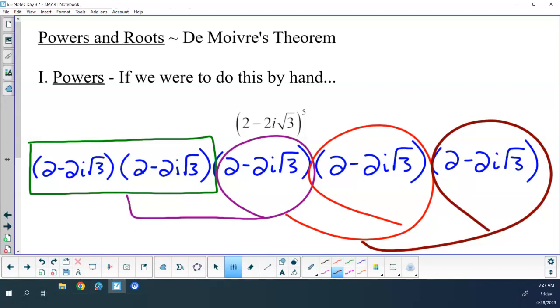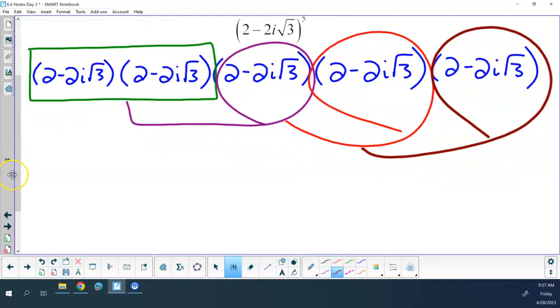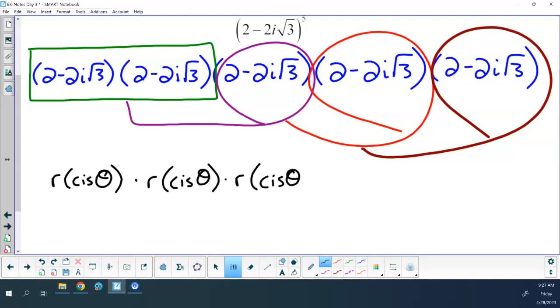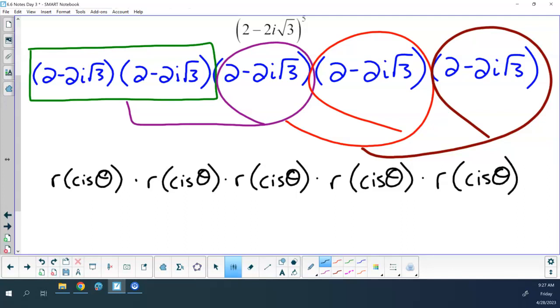But if we flip that over into trig form, we would have r times cosine theta plus i sine theta. And then we'd multiply that by r cosine theta plus i sine theta, and again, and again, until we have five of them. And you're saying to yourself, it really didn't get any shorter. But it did.